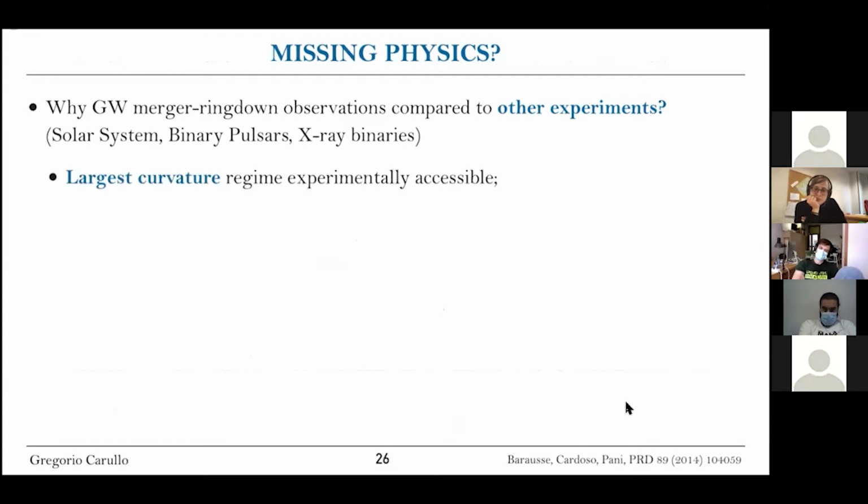The first very important point, of course, is that this is the largest curvature regime. The merger-Ringdown is the largest curvature regime experimentally accessible. Which of course is important, because if there is some modification to GR, we expect it to show up during the large curvature.